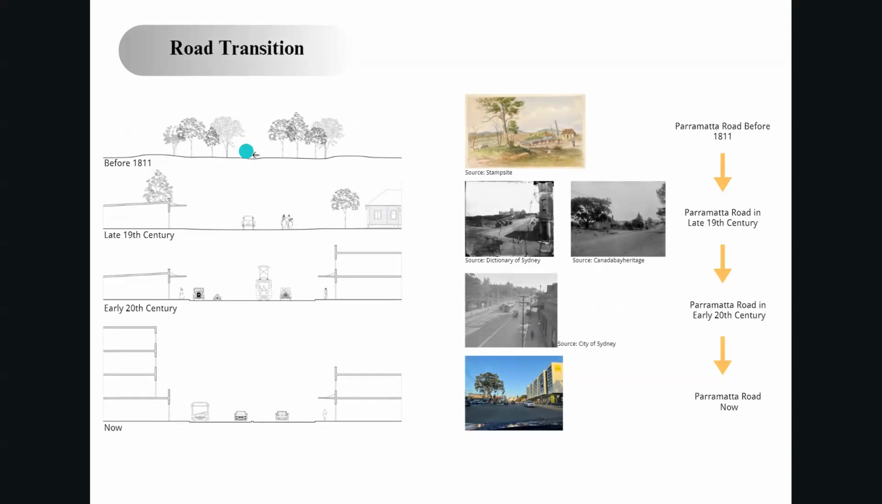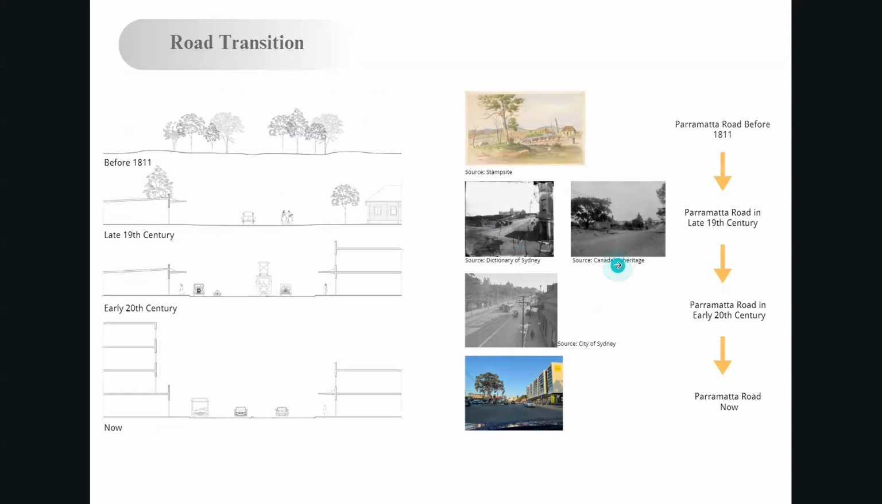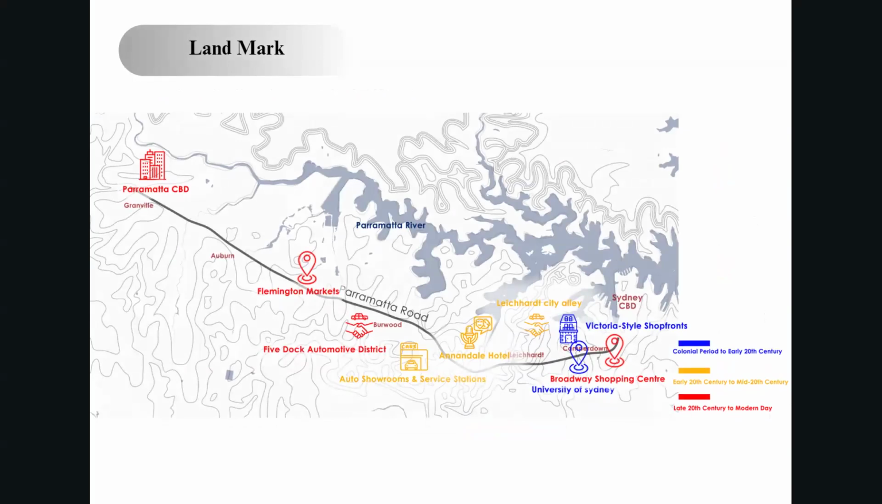And this section shows how Parramatta Road changed over the 200 years. Colonial period to early 20th century, blue markers. During the colonial period to the early 20th century, Victorian-style shopfronts along Parramatta Road express colonial architecture with early urbanization. The main buildings are around the University of Sydney and in Camperdown. This gives evidence of city growth at that time and thus the urban expansion.